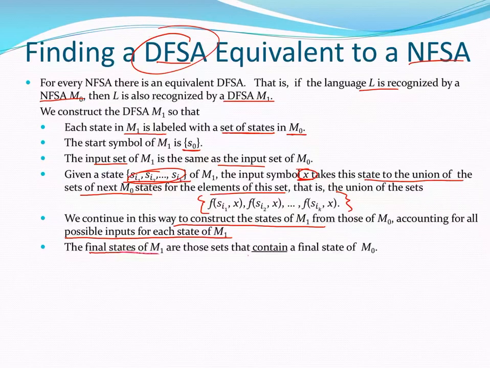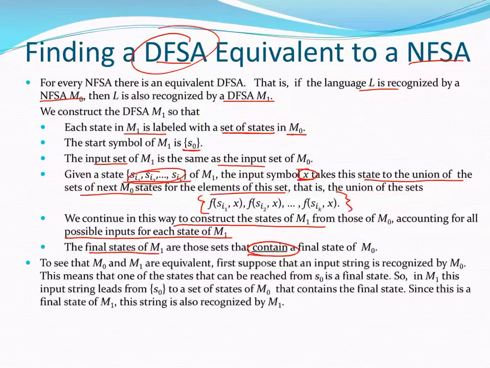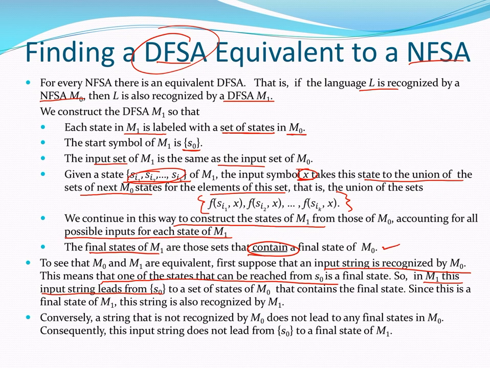And then the final states of M1 are those that contain a final state in M0. And we'll see that they are equivalent because if an input string is recognized by M0, that is, one of the states can be reached from state 0, then in M1 this will also lead to a state that is a recognition state. And we say that that is also a final state in M1. And conversely, if M0 doesn't recognize a string, it won't lead to any final state in M1.